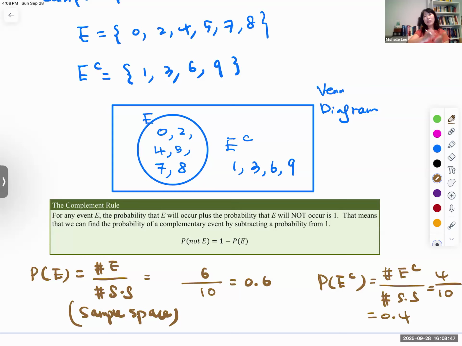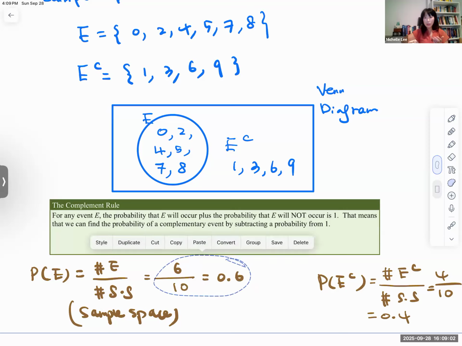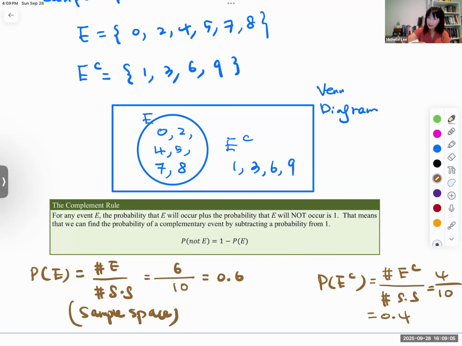Okay. So we had last time that all probabilities are between 0 and 1, and their sum must be equal to 1, right? So if we add the probability of event E plus the probability of the complement of event E, we get 6/10 plus 4/10, which is 10/10, which is 1. Or we can say 0.6 plus 0.4, which is 1 as well, right?